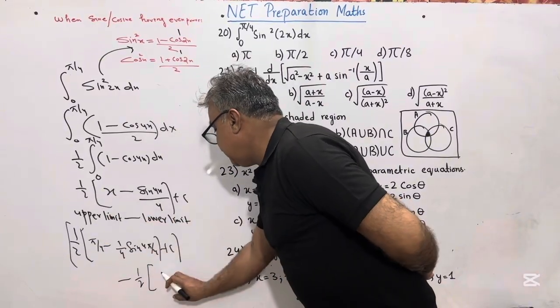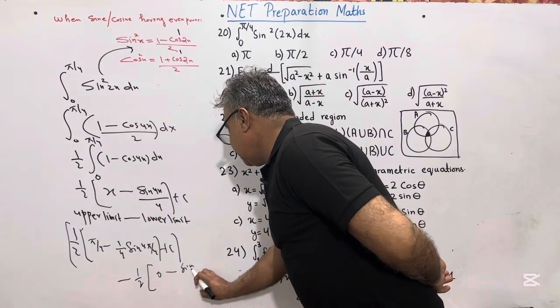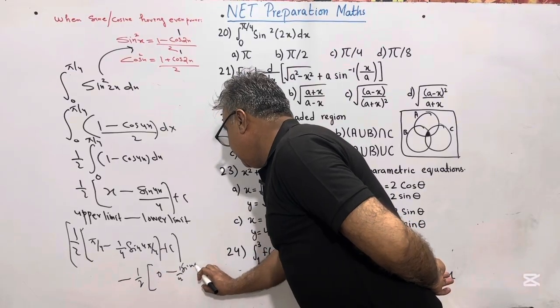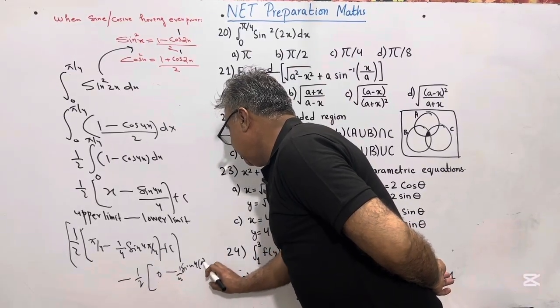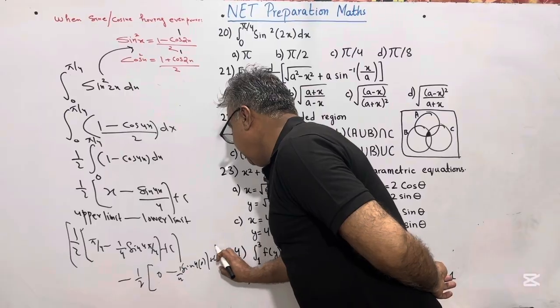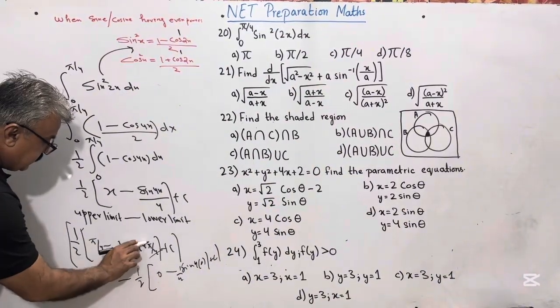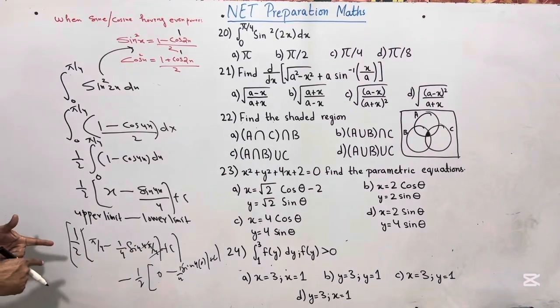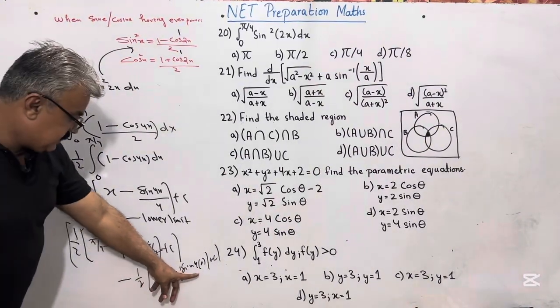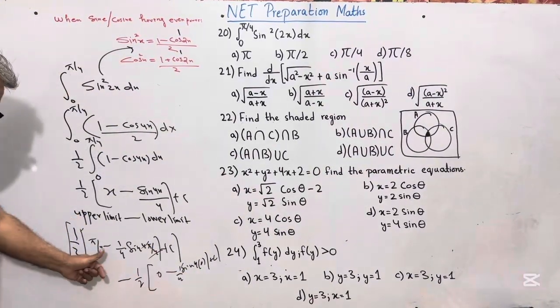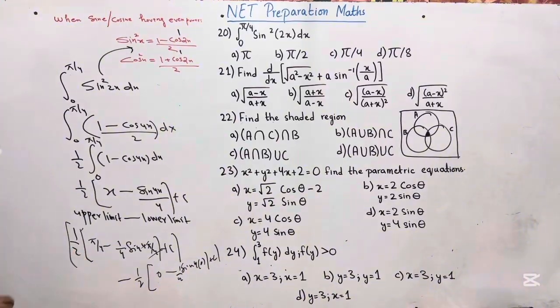What about the lower limit? Minus 1 over 2. The lower limit is 0, x is 0. Sine 4 times 0 is also 0 plus c. Pi upon 4, 4 cancel. Sine pi, sine 180 is equal to 0. Sine 0 is 0, that's 0. Nothing is left, only these two terms.